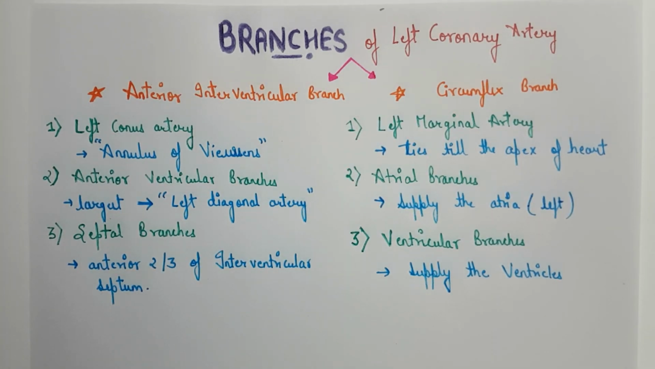Now let us look at the area of distribution of the left coronary artery. The left coronary artery supplies the left atrium, the ventricles, the anterior part of the interventricular septum and a part of the left branch of the AV bundle. Whereas the majority part of the conducting system of the heart is supplied by the right coronary artery.